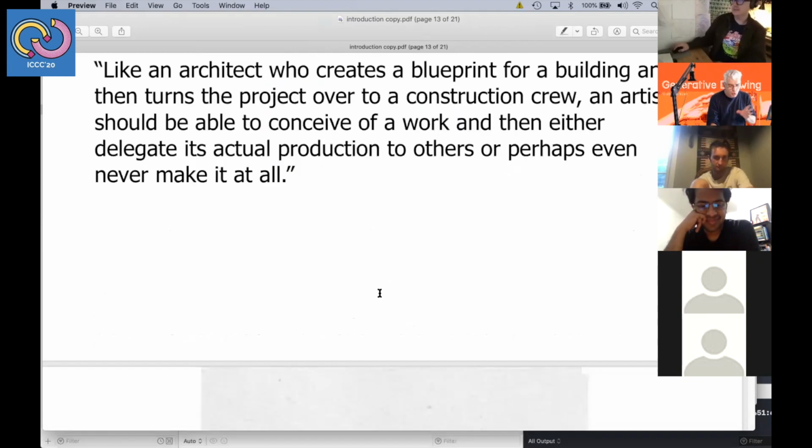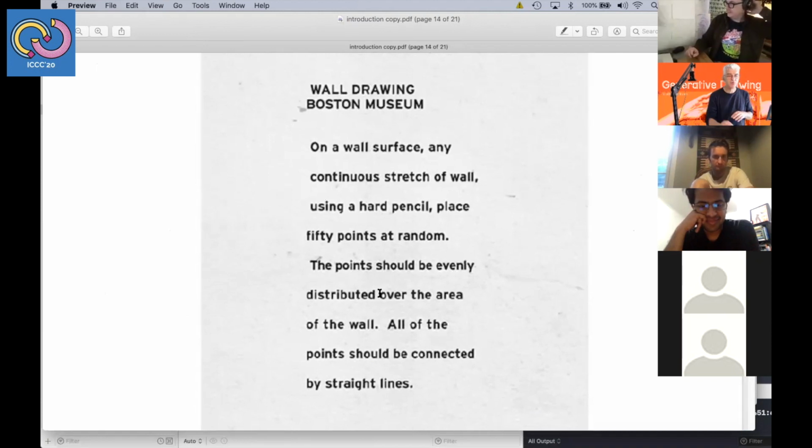But Sol Lewitt would do things like this. And this is one of the rules where he would send rules to a museum for an exhibition of his own work and have people in the museum execute the rules on the walls of the museum as a piece of his work.